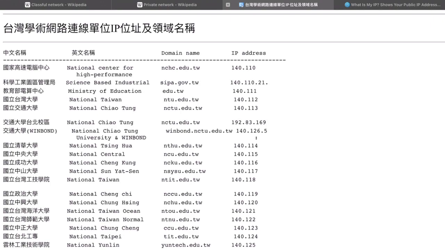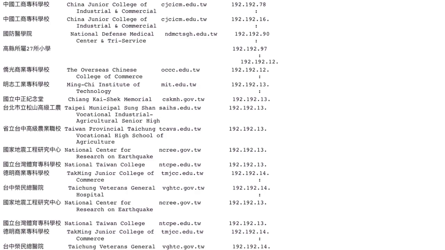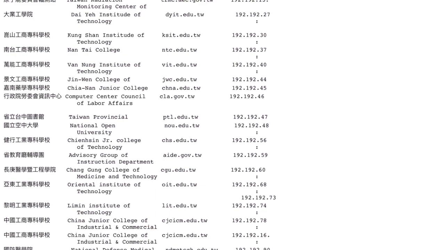As you can see in this list, most of those universities are national universities, and they can get a large range of IP addresses. But you can see that a lot of other schools or universities can only obtain a smaller range. Take a look at this one, for example. 192, it should be a class B network, right? But it is further divided into several different class C networks. Those universities only get a very small class C network.